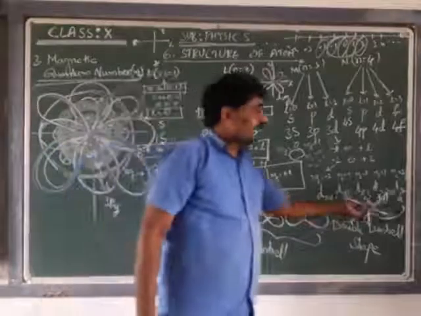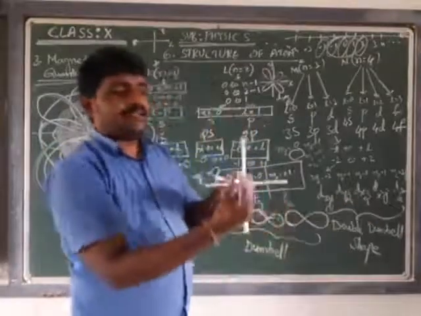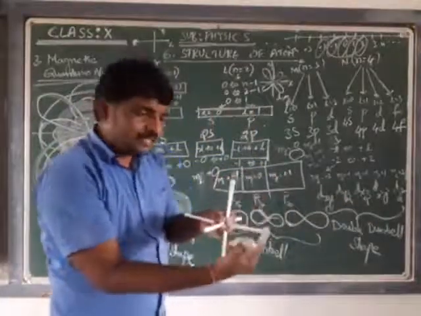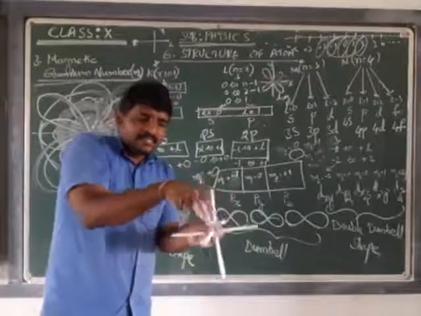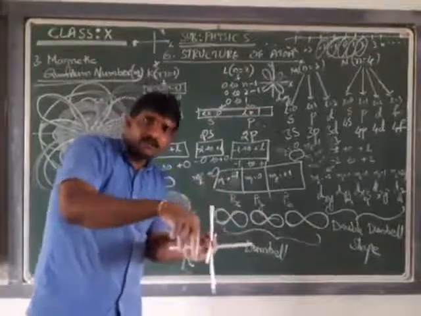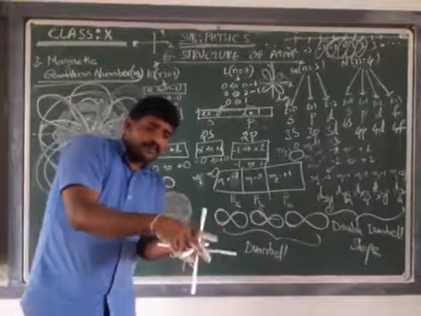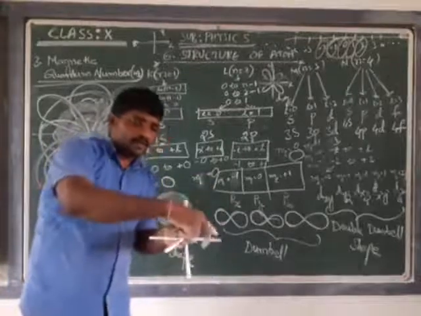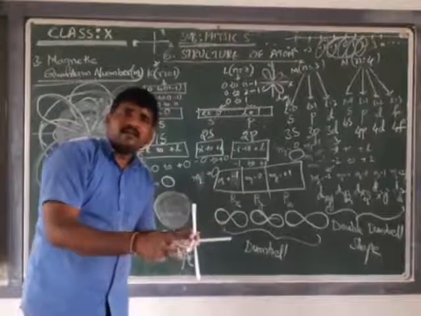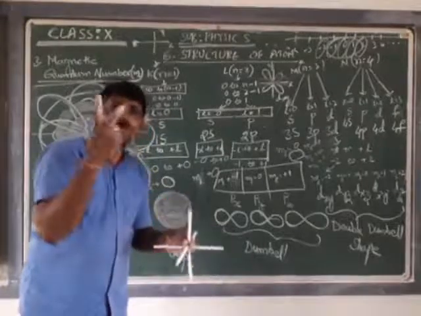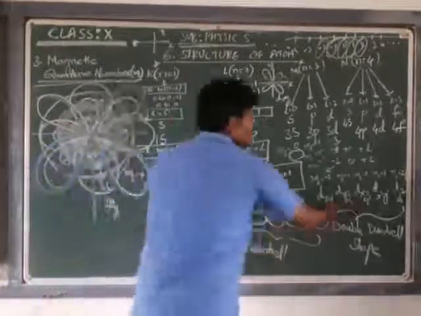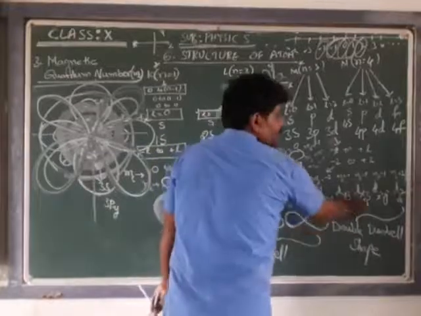Okay, x and z. Between x and z we have one space. This is one dumbbell, and this is one dumbbell. So two dumbbells get occupied between x and z. Double dumbbell. Okay, xy, yz, zx, understood.